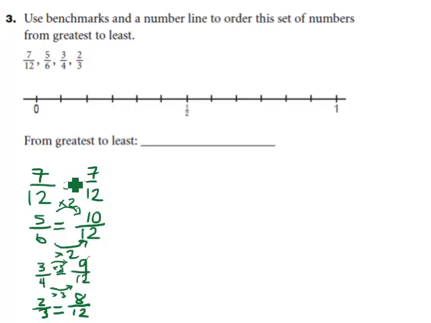So here now we have them all as twelfths. We can compare them very easily. We have 7/12, 10/12, 9/12, 8/12. Easy to figure out the order. What isn't easy is our number line is not yet set up for doing that.